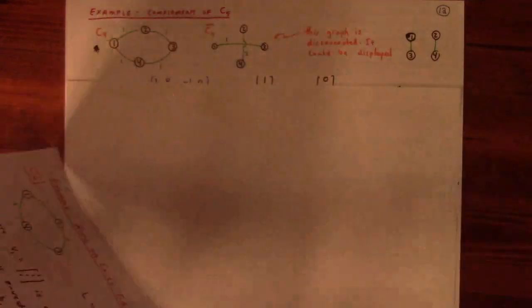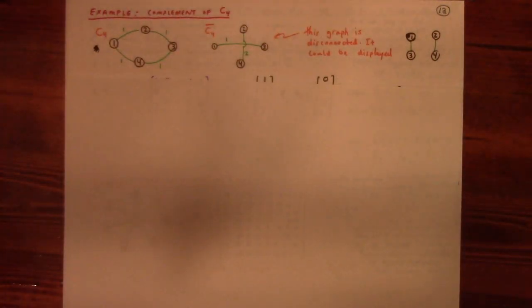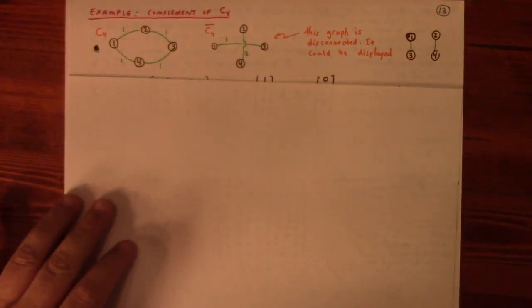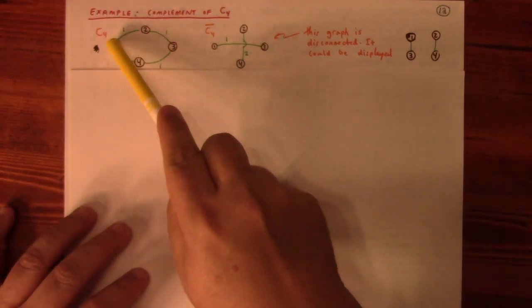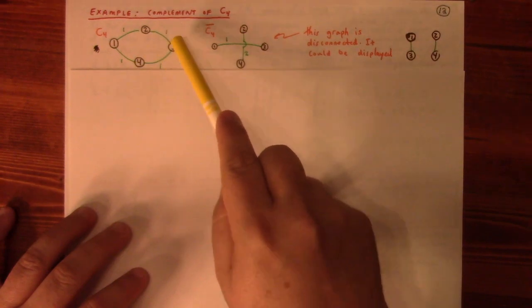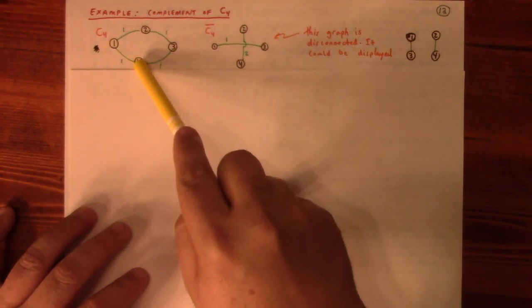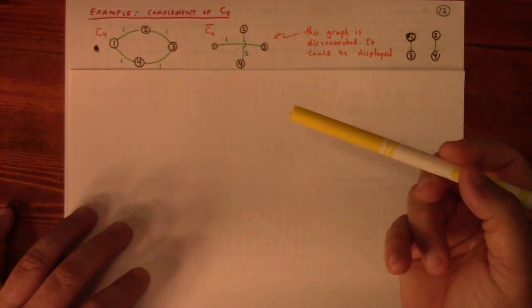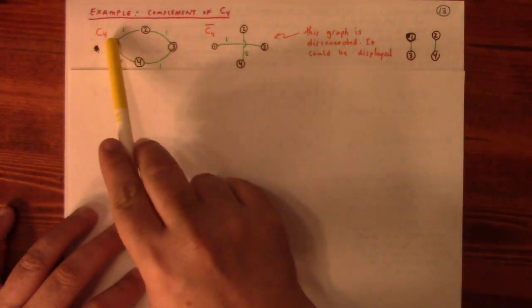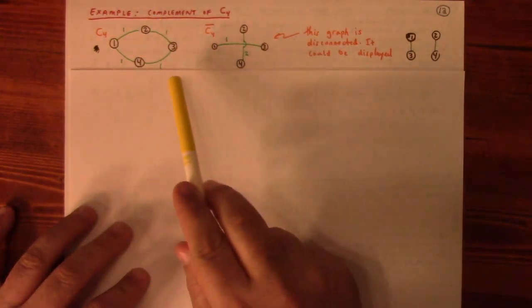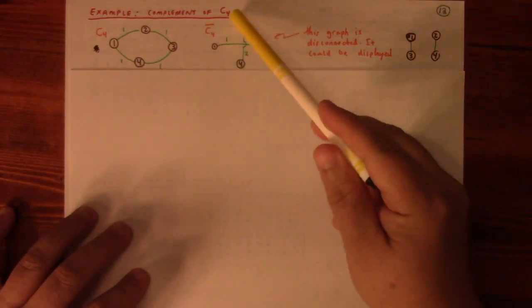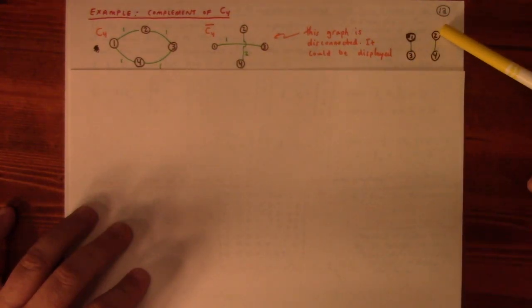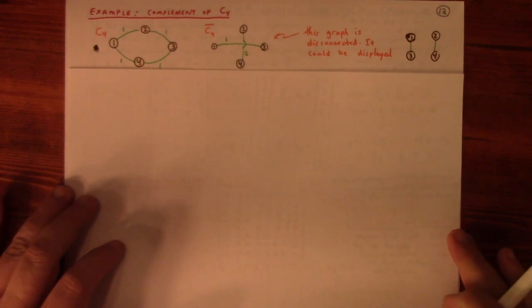What about the complement of the 4-cycle? So if I don't connect 1 and 2, or 3 and 4, or 2 and 3, or 1 and 4 like that, then what's not connected directly here? Well, 1 and 3, and 2 and 4. So the complement of C4 is this guy. So this graph is disconnected. You could rewrite this as 1 connects to 3, 2 connects to 4, if you were so inclined.